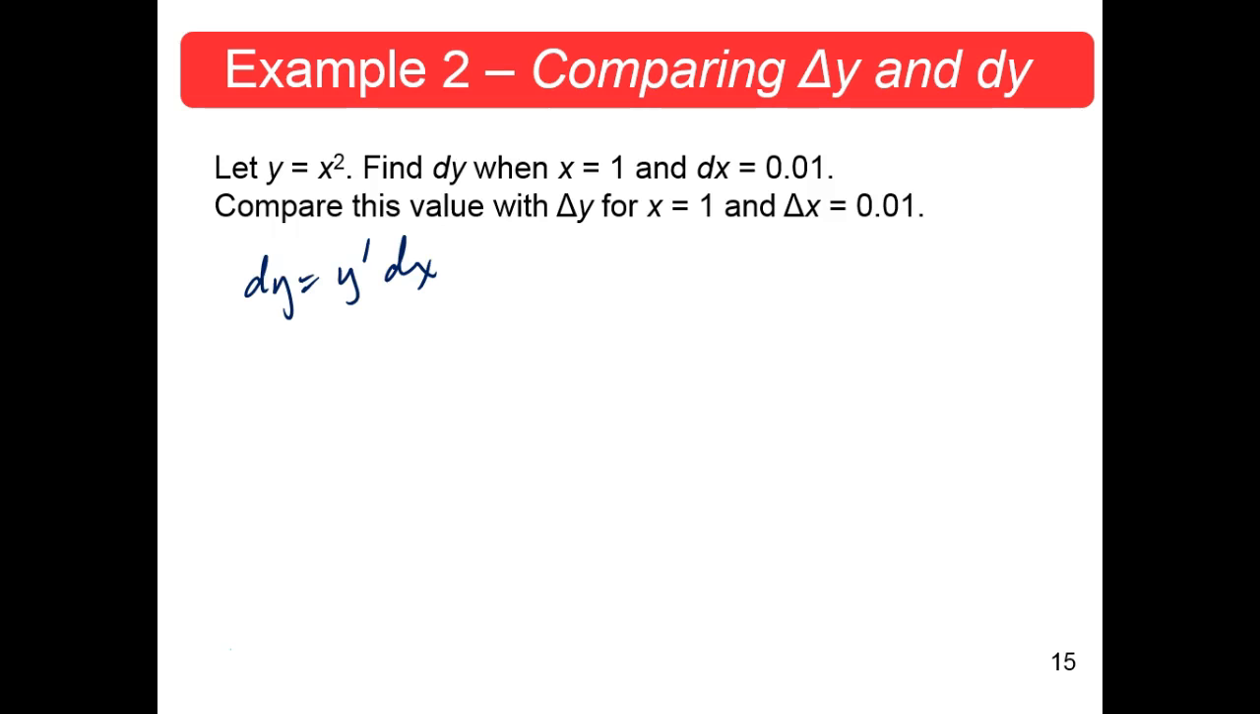But what we have to do is figure out what y prime is. So if y is equal to x squared, what is y prime? y prime equals 2x. Okay? So dy is equal to 2x dx.